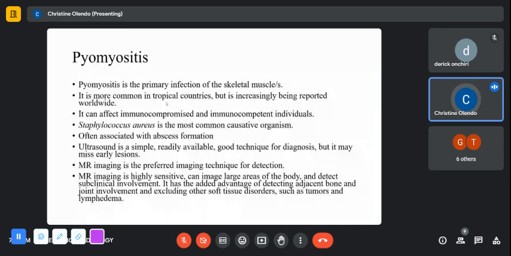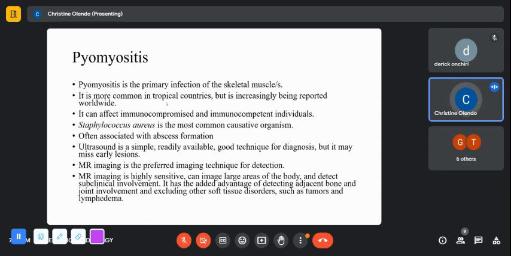It is more common in the tropical countries, but it is being reported now worldwide. It can affect immunocompromised and immunocompetent individuals too. The most common organism is Staph aureus, and pyomyositis is also associated with abscess formation.